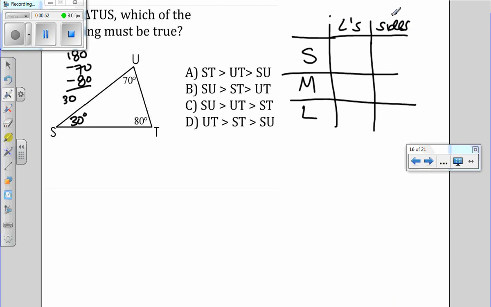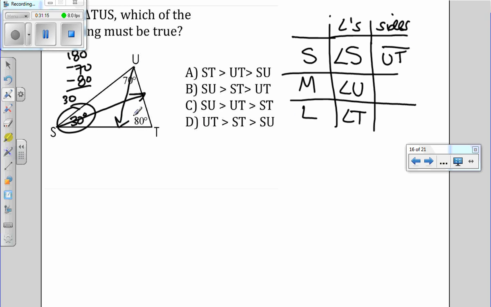Well, what's the smallest angle here? S is 30 degrees. Not S because it's small, it's S because it's the smallest. The medium is angle U, 70 degrees, and the largest is angle T. I'm going to use the across method this time. So across from S is UT, across from U is ST, and across from angle T is SU.